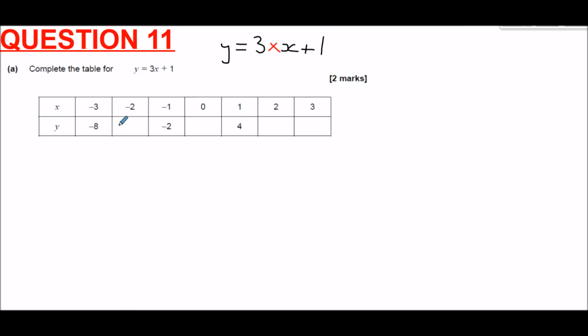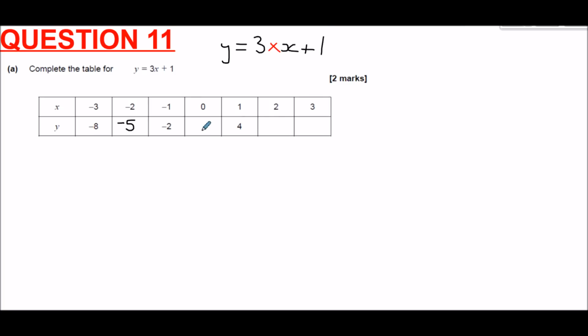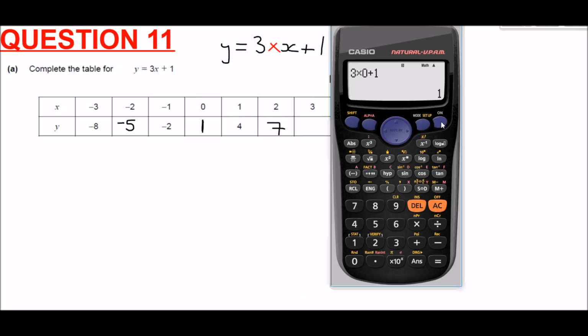So for this one we'd have minus 5. When x is 0, we're going to do 3 multiplied by 0 plus 1, which is 1. When x is 2, 3 times 2 plus 1 is 7, as your calculator would show. And finally, with or without your calculator, when x is 3, y will be 3 times 3 plus 1, which is 10.